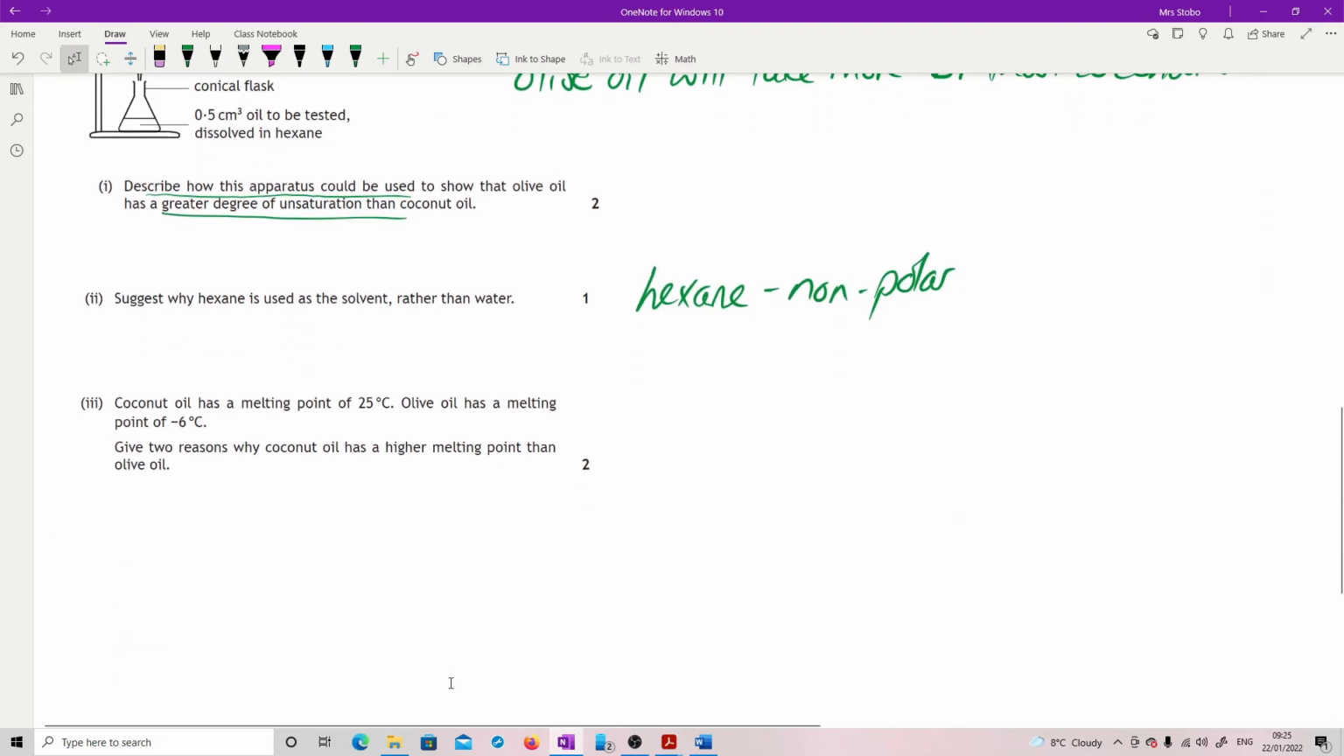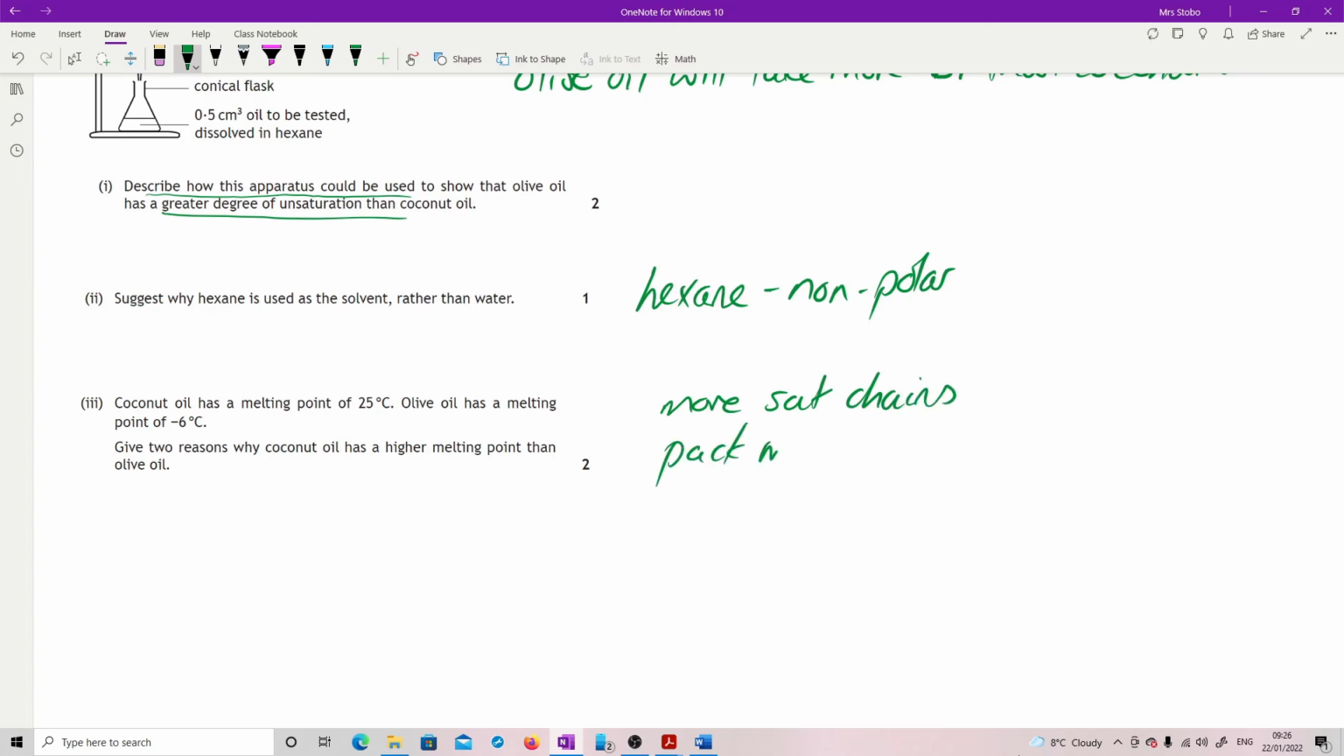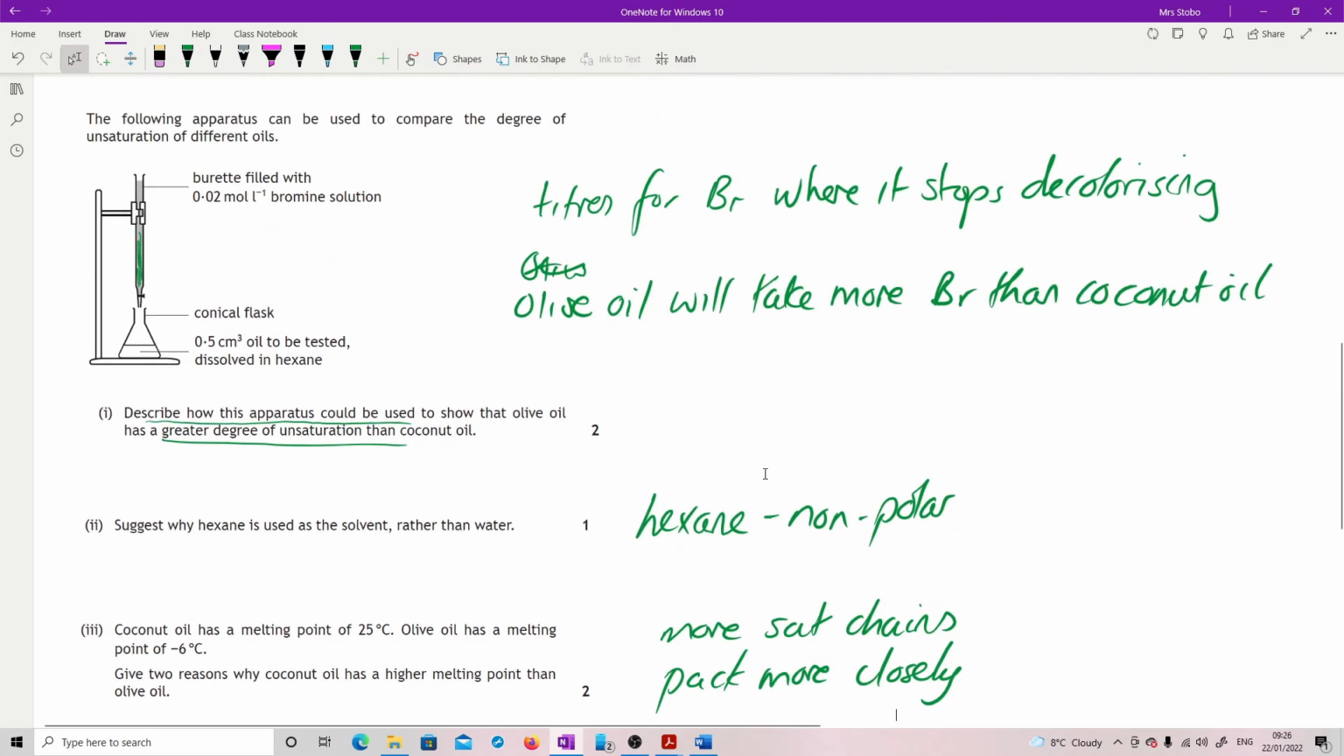We've got the last one. Coconut oil has a melting point of 25 degrees C. Olive oil has a melting point of -6. Give 2 reasons why coconut oil has a higher melting point than olive oil. Okay, so what we're looking for here is basically that we have more saturated chains, and that means that they can pack more closely, and that means you get more associations, and that means that you're going to take more energy to melt it, and that's what we're looking for. Okay, and that's the question.